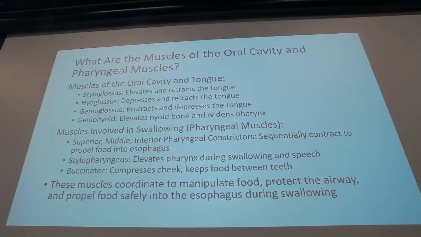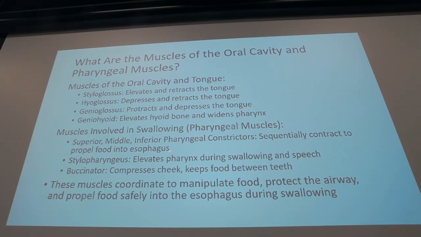Which is the hypoglossal nerve. Genioglossus and geniohyoid insert in the same area, in the tubercles internal to the mandibular symphysis. Geniohyoid elevates the hyoid bone and widens the pharynx.